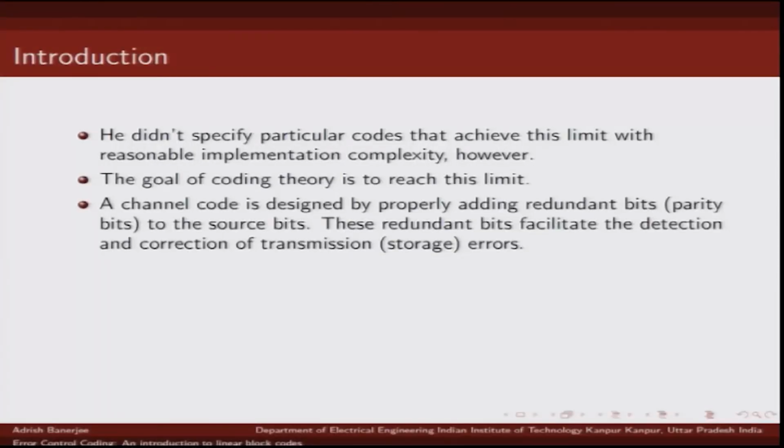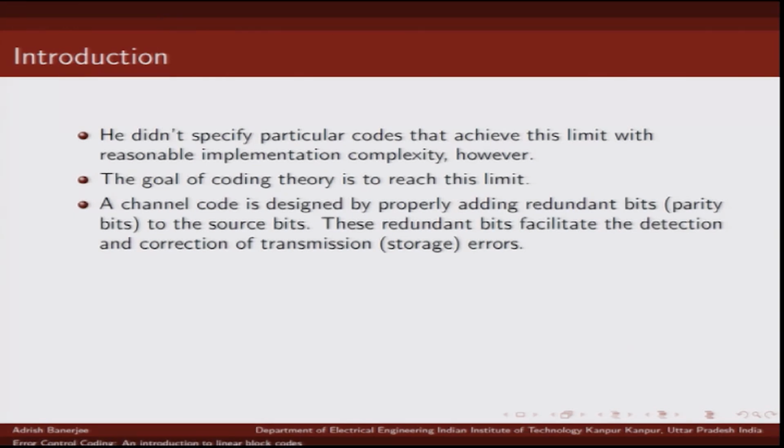Shannon did not specify how to design such codes, and that is where coding theorists come into the picture. So, how do we design an error correcting code? An error correcting code is designed by adding some redundant bits to your message bits. The message bits we call information bits, and those additional redundant bits are known as parity bits. We then send this coded message over a communication link.